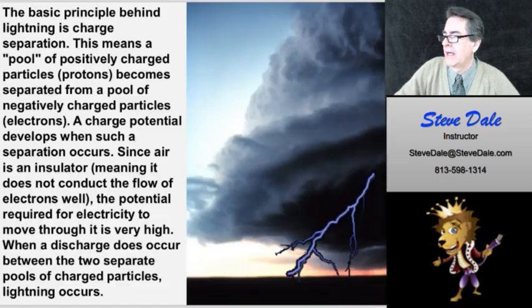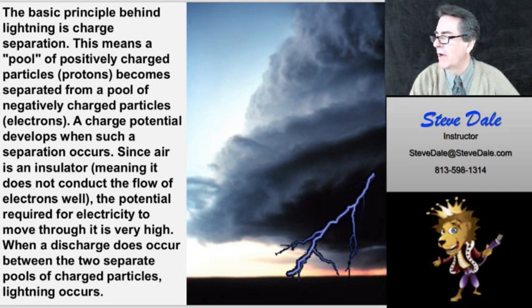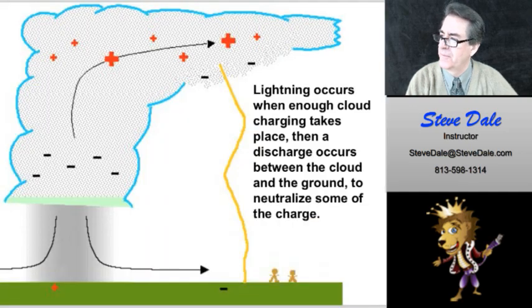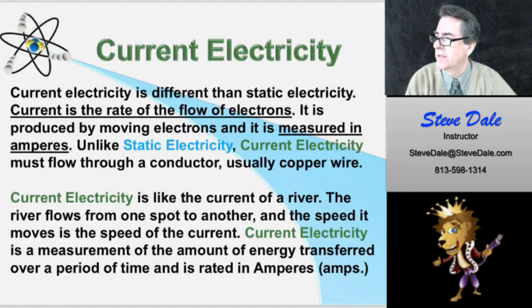Lightning is one form of static electricity. The basic principle behind lightning is charge separation. This means a pool of positively charged particles, protons, becomes separated from a pool of negatively charged particles, electrons. A charge potential develops when such a separation occurs. Since air is an insulator, meaning it does not conduct the flow of electrons well, the potential required for electricity to move through it is very high. When a discharge does occur between two separate pools of charged particles, lightning occurs. Lightning occurs when enough cloud charging takes place, then a discharge occurs between the cloud and the ground to neutralize some of the charge.